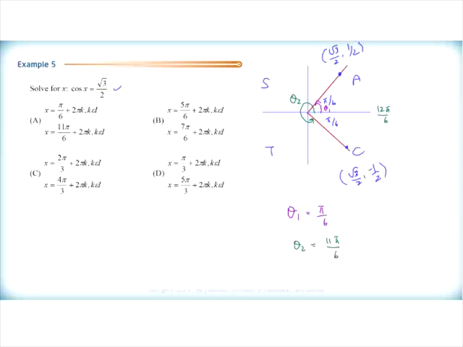But we know that there are lots of angles that are coterminal with those two terminal arms. And the way we represent the coterminal angles, of course, is we say plus 2 pi k, where k is an element of I, and plus 2 pi k, where k is an element of I. This will represent all the angles that are coterminal with pi over 6, and all the angles that are coterminal with 11 pi over 6, because they are all solutions to cosine x equals root 3 over 2. So we're looking for this as our answer, pi over 6 and 11 pi over 6, plus 2 pi k. The correct answer is A.